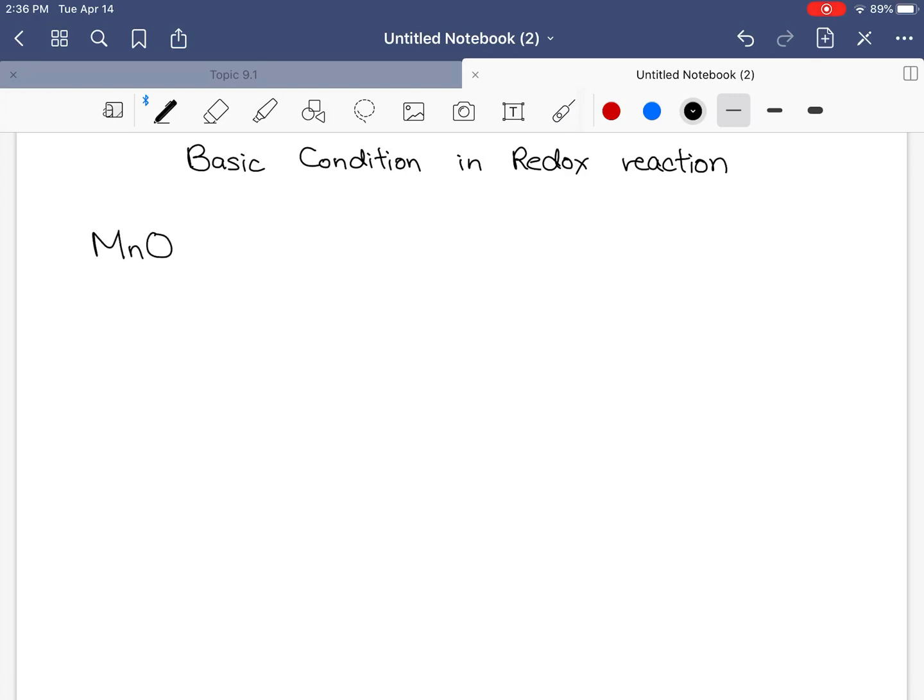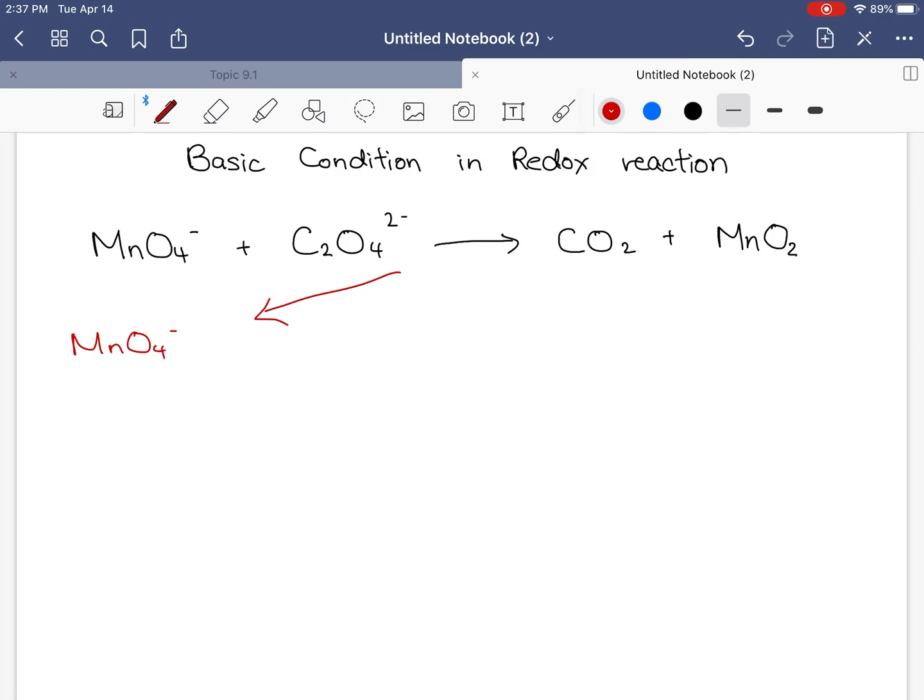Well, let's start off with a question. So I have right here manganate. I have this reaction. It's a redox reaction. And I want to balance this redox reaction, but the condition right here now is basic, not acidic. No, it's really the same thing. There's only one difference at the very end. So let's balance this like it was acidic. Let's split this into two half reactions.